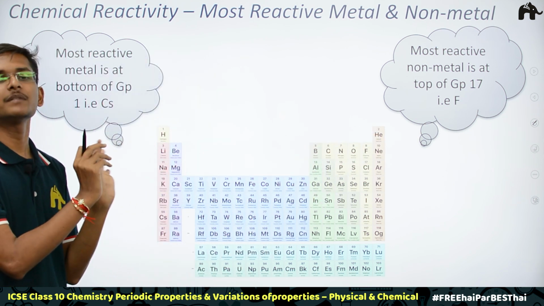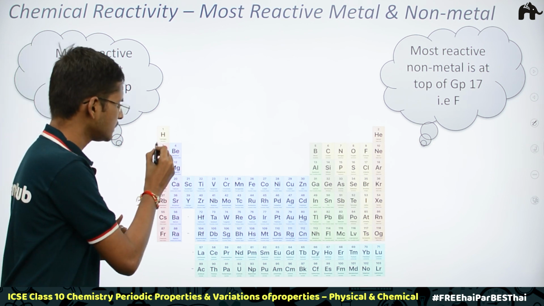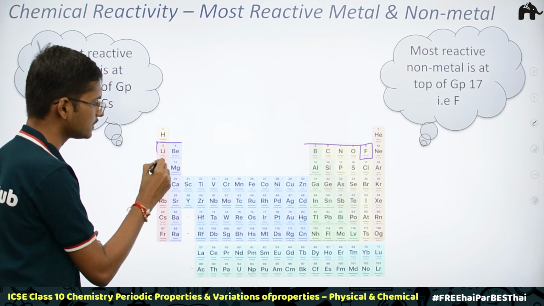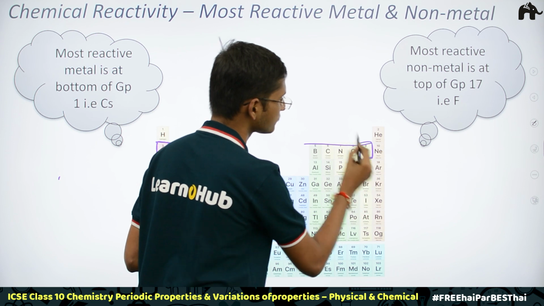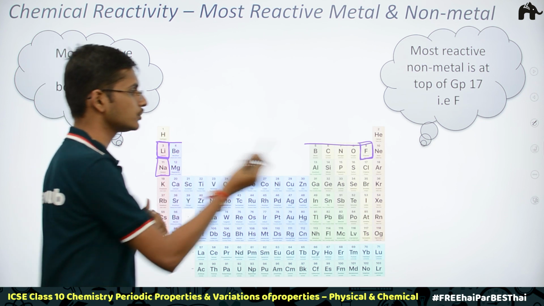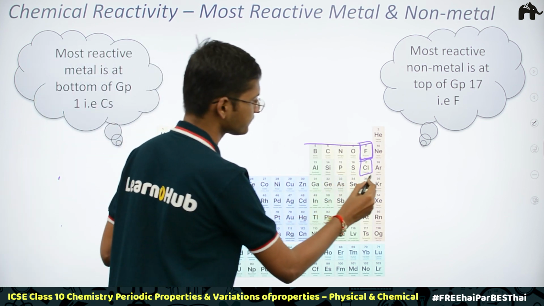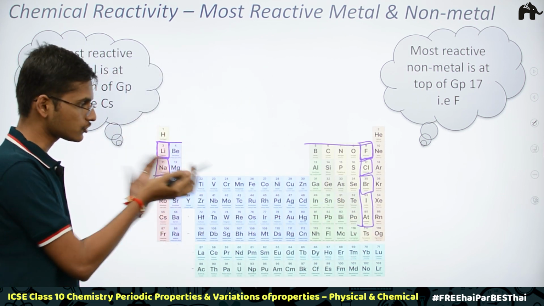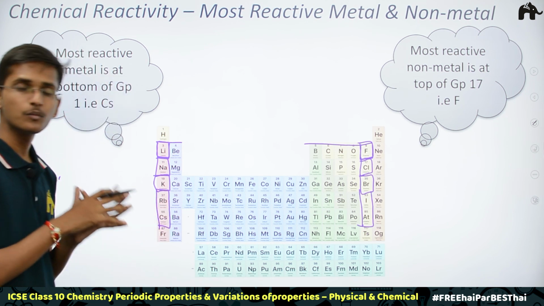So the reactivity in a period is highest at the extremes. If I consider this period, the reactivity is highest in the case of lithium and fluorine. Similarly, in the second period, sodium and chlorine, third period, potassium and bromine, and so on. Till astatine, iodine and astatine are also most reactive in those particular periods. Rubidium and cesium are also most reactive in their periods.